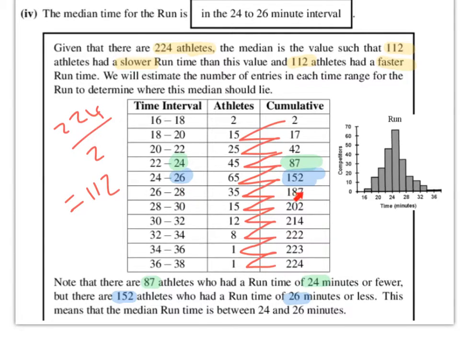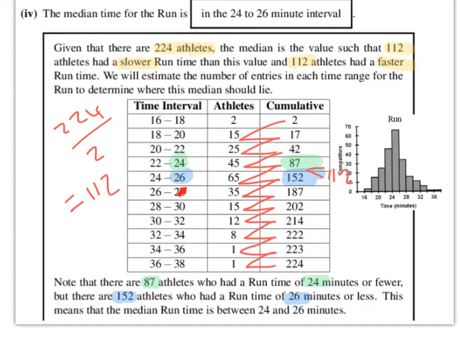So altogether there's 152 athletes who ran less than 26 minutes. And altogether there's 87 athletes who ran less than 24 minutes. 152 athletes ran less than 26 minutes. And we know our median is 112. And we know 112 is somewhere in between 87 and 152. So that means that the median run time is between 24 and 26 minutes, so in between these two values.